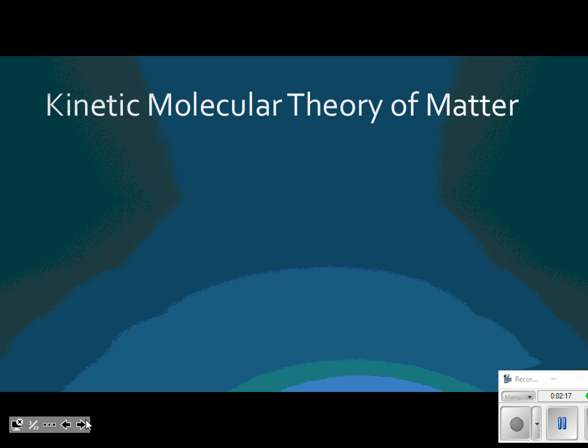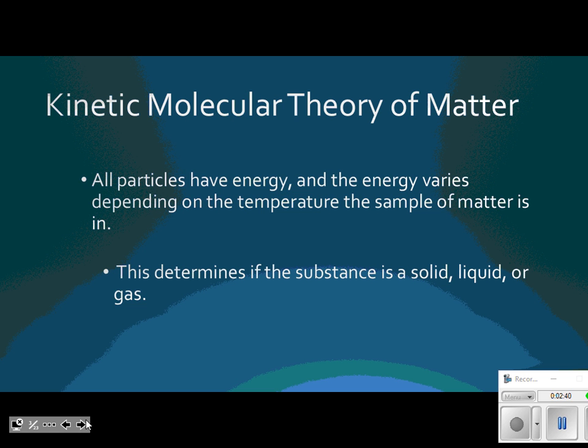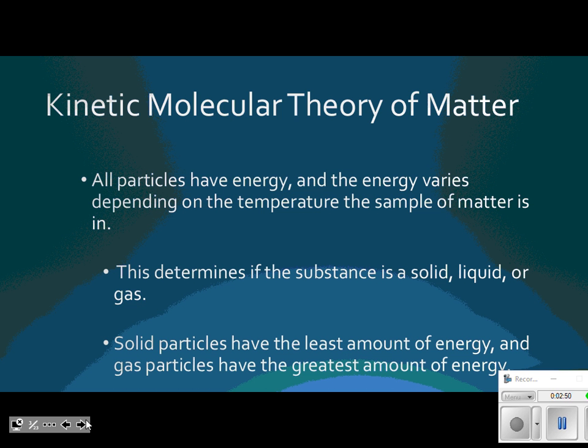So as I look here at my kinetic molecular theory of matter, all particles have energy, and that energy varies depending on the temperature. If I have a higher temperature, I have more kinetic energy. If I have a lower temperature, I have less kinetic energy. And that is what determines whether a substance is a solid, a liquid, or a gas. Like I just said, solid particles have the least amount of energy. They are moving the slowest. Gases are moving the fastest, so they have the greatest amount of kinetic energy.